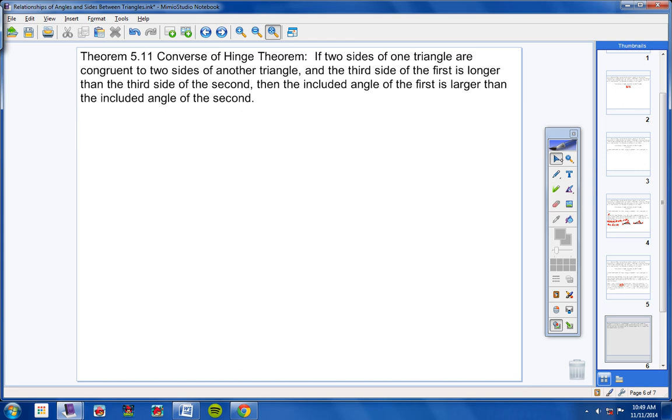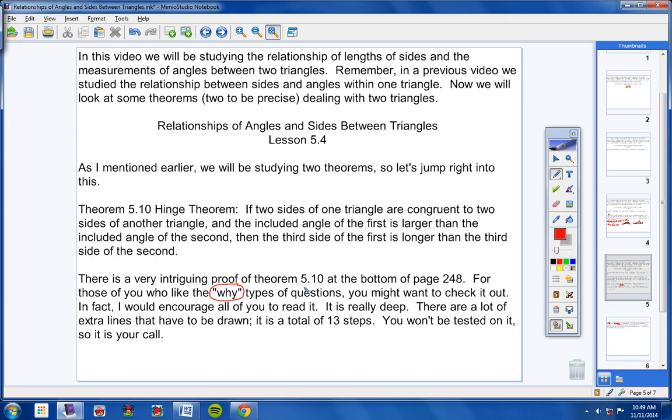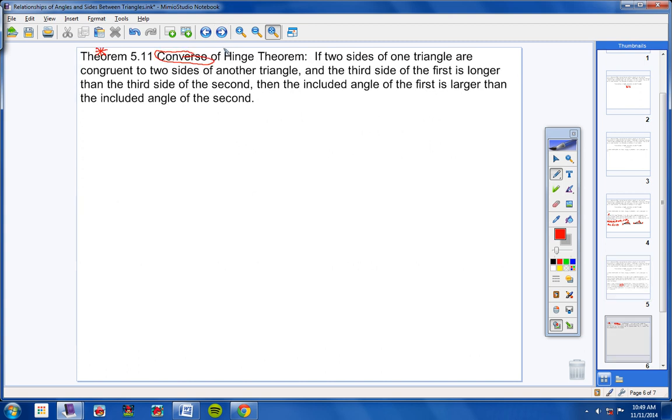Okay, Theorem 5.11. Go ahead and copy this down, please. You're responsible for it. I'm just going to be quiet. My voice is starting to go a little bit, so I'm just going to let you copy it down there, and then we'll talk about it. It's the converse of the other theorem, guys. It's the exact same theorem, only now we have a larger side, thus we have larger angles, but you'll see that in a second. So go ahead and copy this down.